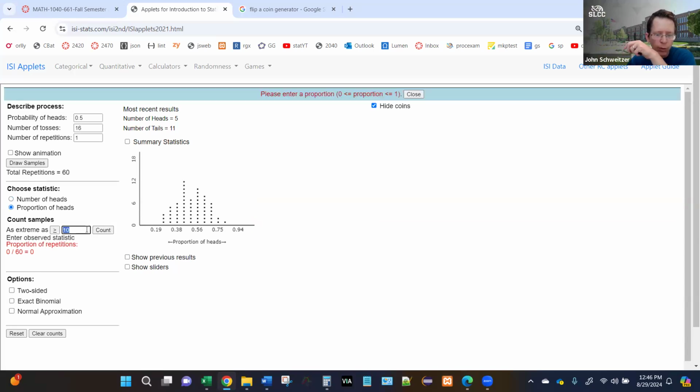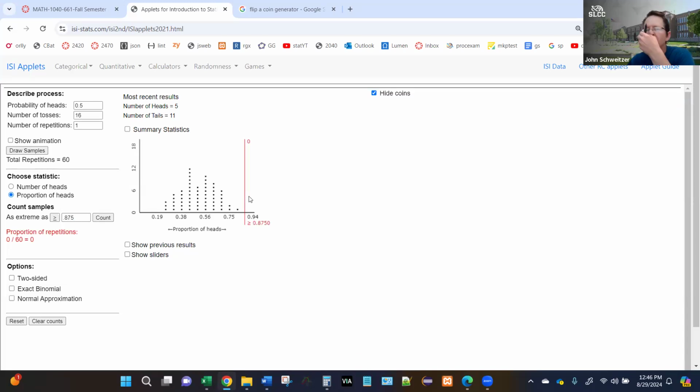So let's see, what was their proportion? It was, let's see here, so they got, what, 14? I'm not sure why it's not putting that in for me. So their proportion was 0.875. Let's see if that'll, there we go. Okay. So again, we've got nothing as extreme as what they got in their study.